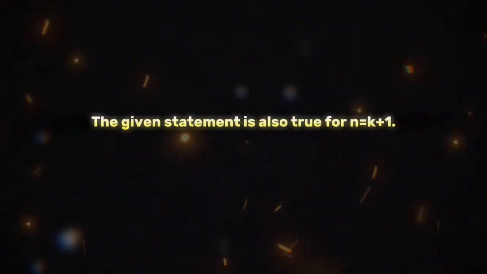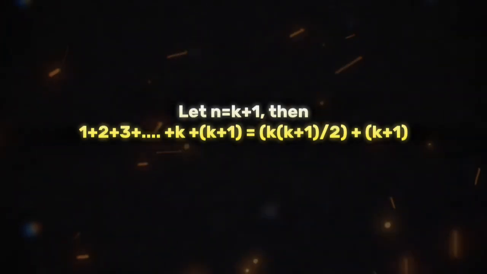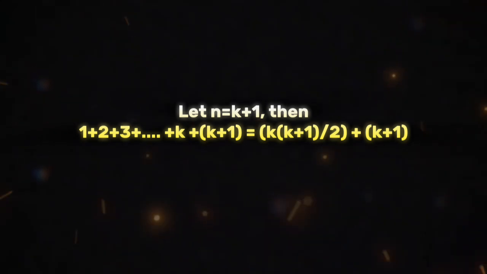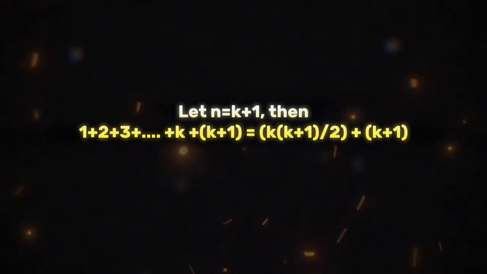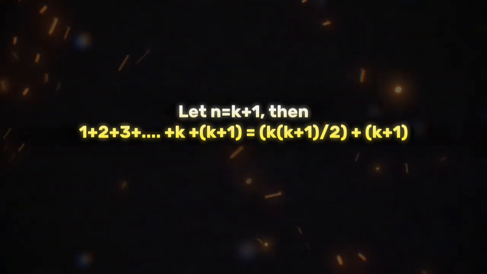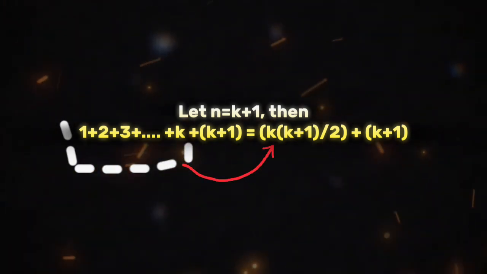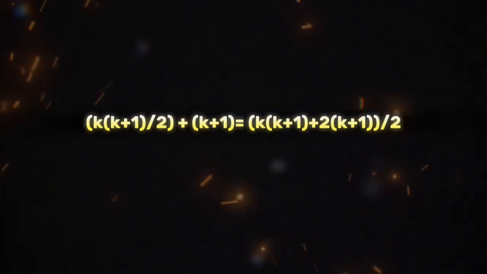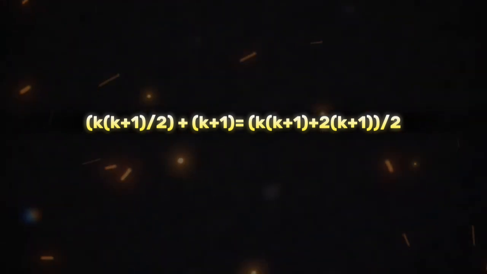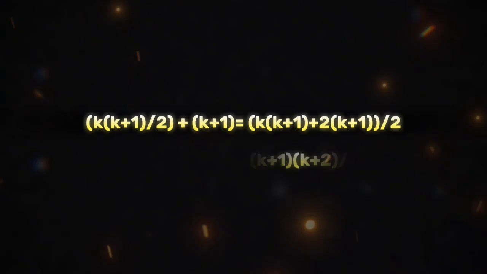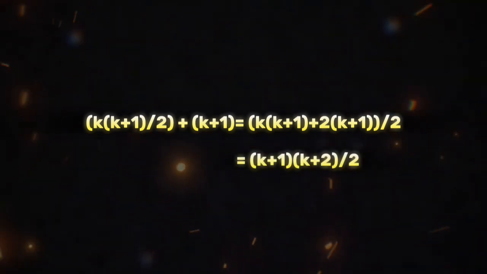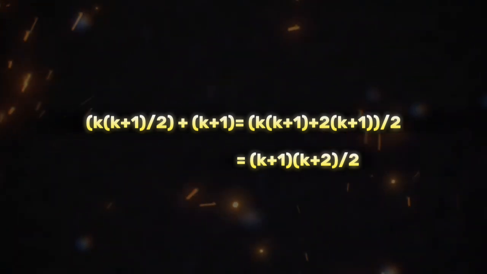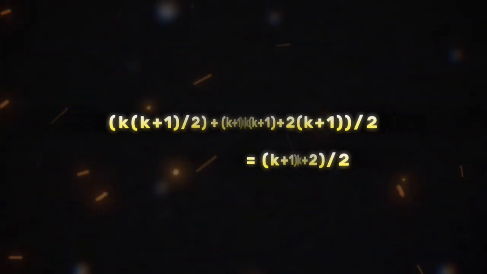Now we need to prove that the given statement is also true for n equals k plus 1. Let n equals k plus 1, then the statement will be 1 plus 2 plus 3 plus up to k plus 1. This equals k times k plus 1 by 2 plus k plus 1, from equation number 2. By the addition rule of fractions, k times k plus 1 by 2 plus k plus 1 equals k times k plus 1 plus 2 times k plus 1 whole divided by 2. Here k plus 1 is a common factor of the numerator terms, and so that becomes k plus 1 into k plus 2 divided by 2.